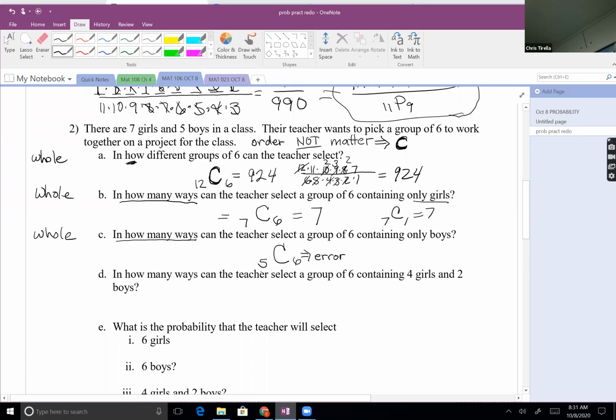because the first number is smaller than the second, which kind of is like saying, hey, wait a minute. If I only have 5 boys, is there any way of getting 6 boys out of that class? No, it's not possible. So this is going to be 0. And if something's not possible, we will get 0.